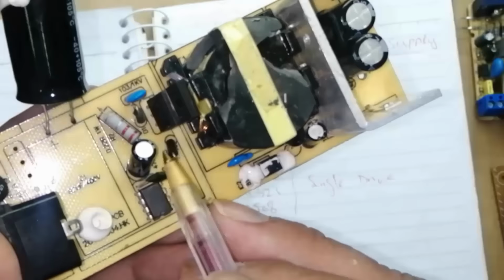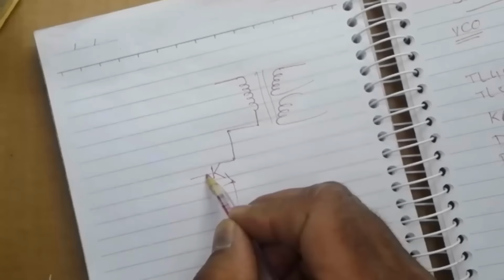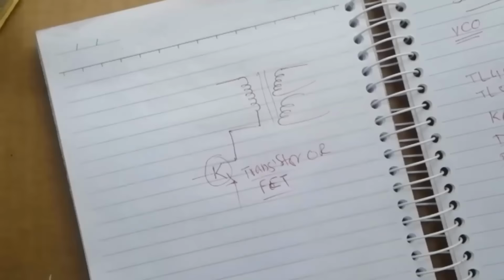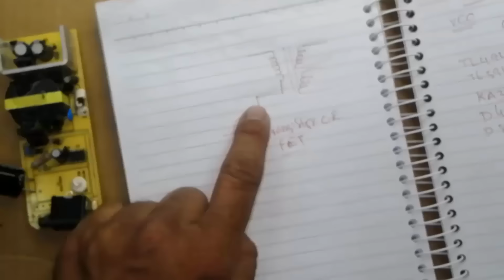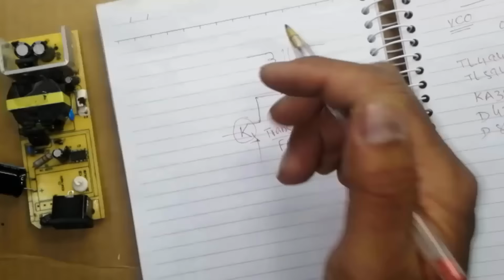Now I will come here. How is the configuration? It's a transformer. Here we use a transistor or FET, MOSFET, whatever they use, here is the FET and transformer. Now we have to understand one thing, and here 330 volt DC is applied.